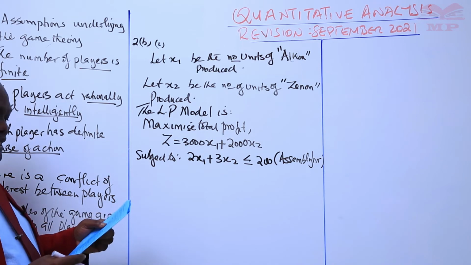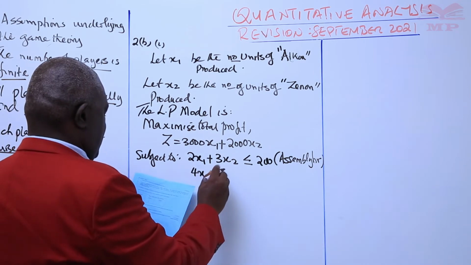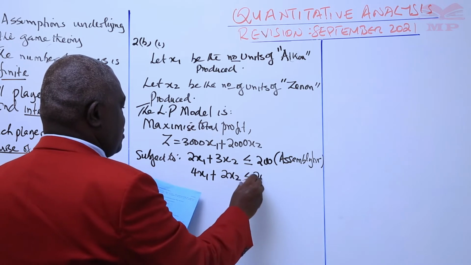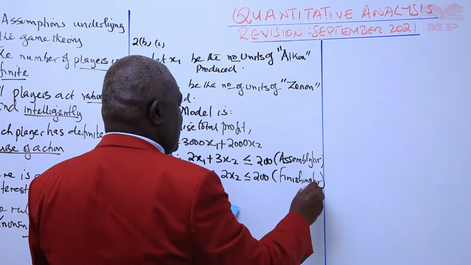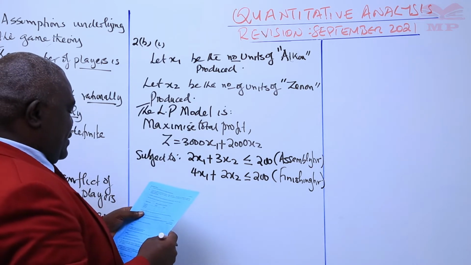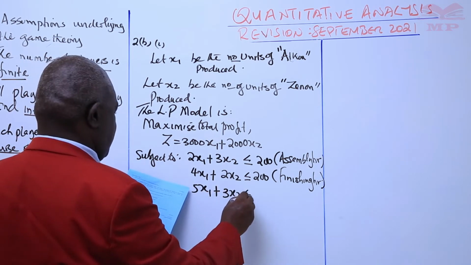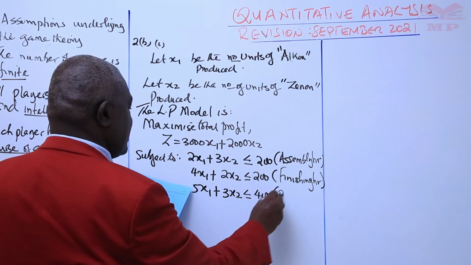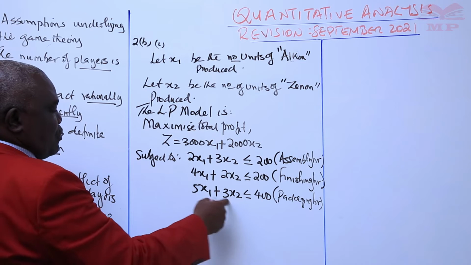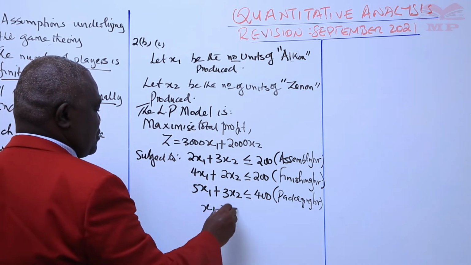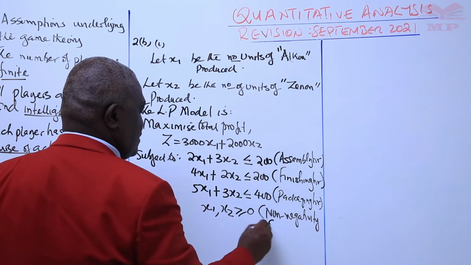Next, we are also given finishing hours of 200. In that line we have 4x1 plus 2x2 less or equal to 200. Again, finishing hours that are available. We are told packaging is 400, so I'll have here 5x1 plus 3x2 less or equal to 400. This is packaging hours. Finally, these are physical quantities. We must have x1, x2 greater or equal to 0, the non-negativity constraint.